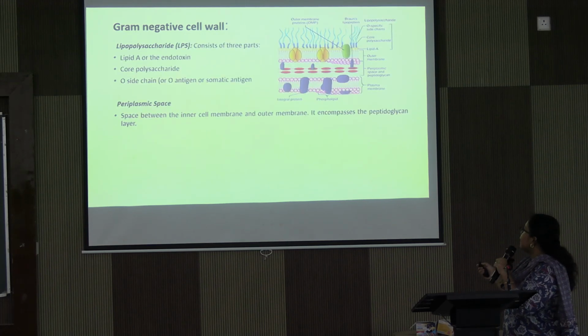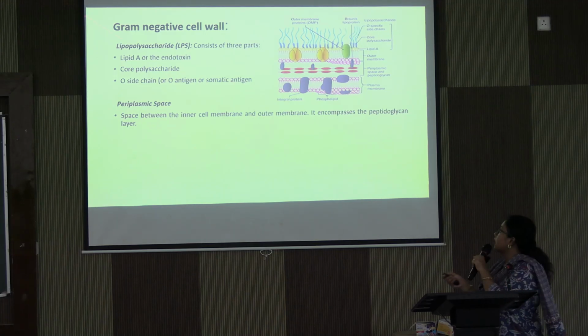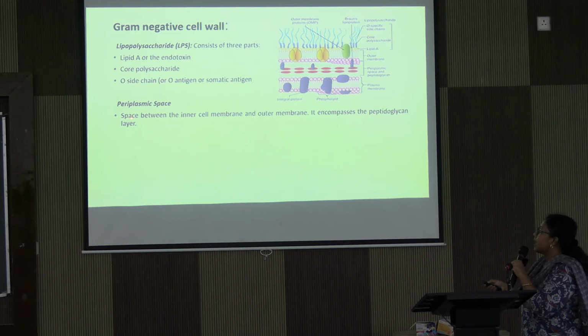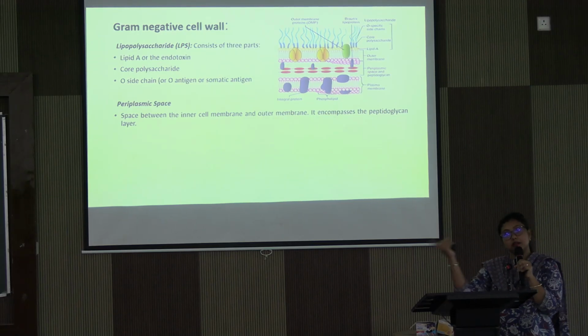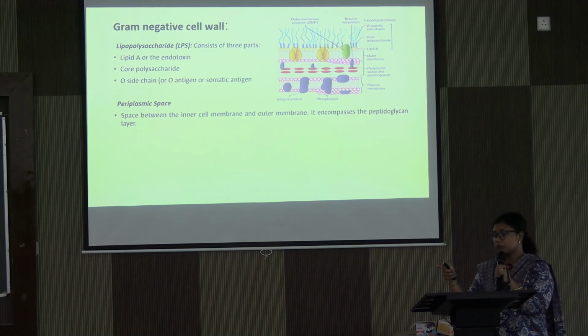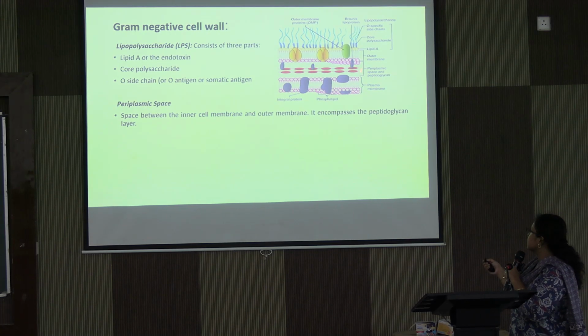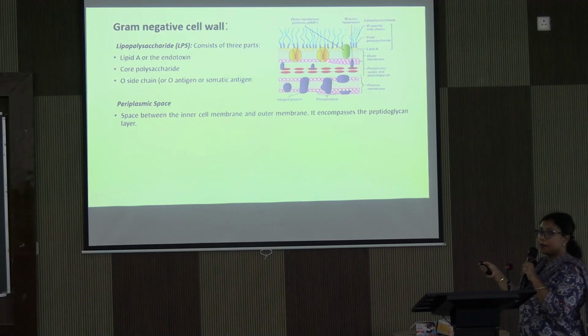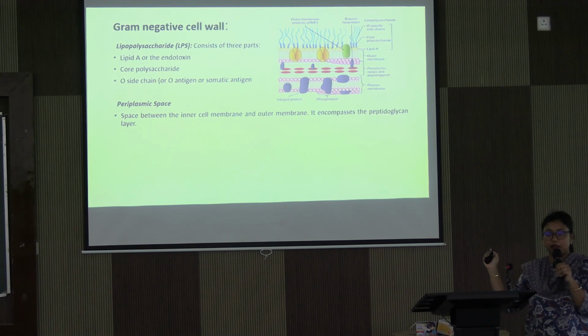And last, this part is the lipopolysaccharide. This is the integral part. And this is the core polysaccharide, and it has the O antigen or somatic antigen side chain. This is the O antigen. This plays a part in pathogenesis. And the periplasmic space is this. It is inside, after the plasma membrane: periplasmic space, peptidoglycan, outer membrane proteins. This is a porin protein. And this is the lipopolysaccharide layer.